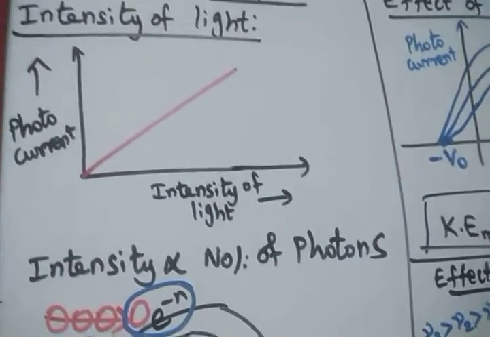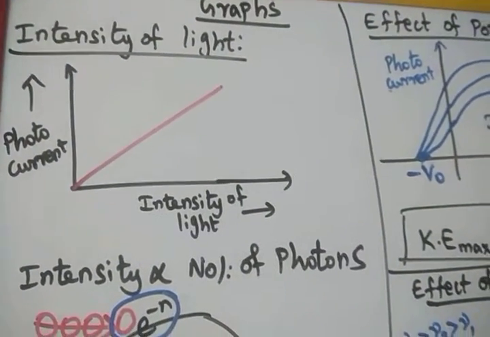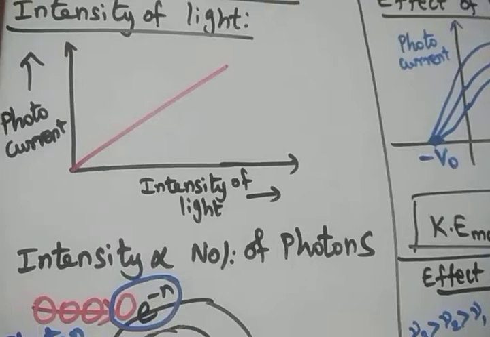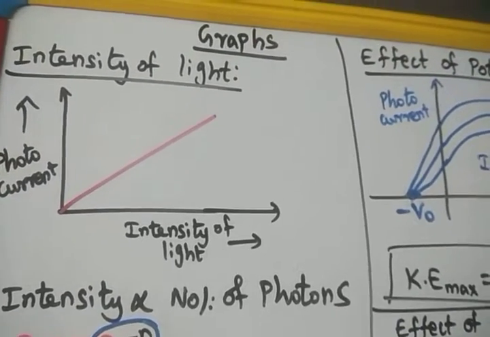Generally, students believe that whenever the energy of the light increases, the intensity of the light also increases. That is wrong. The intensity of the light never depends upon the energy.